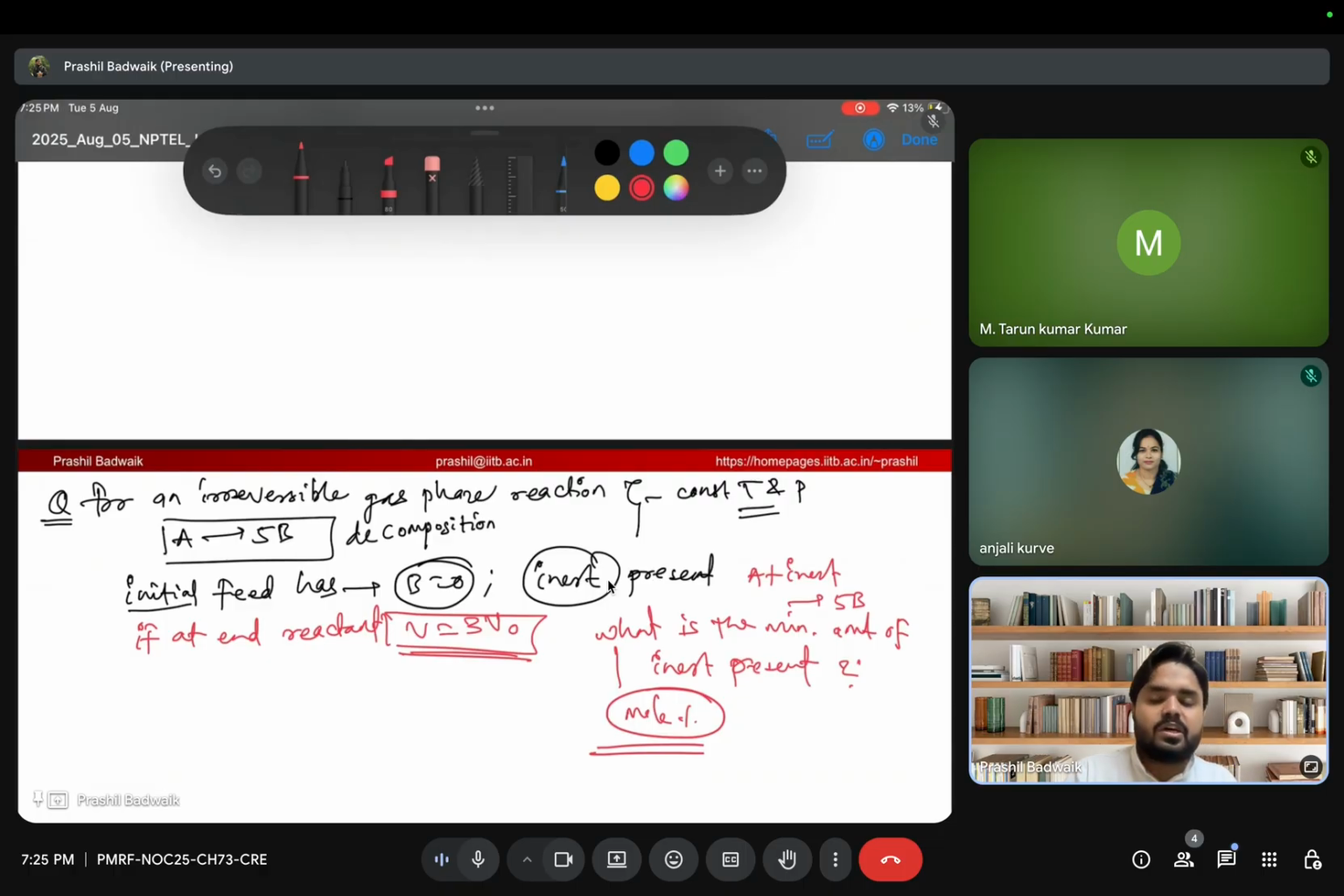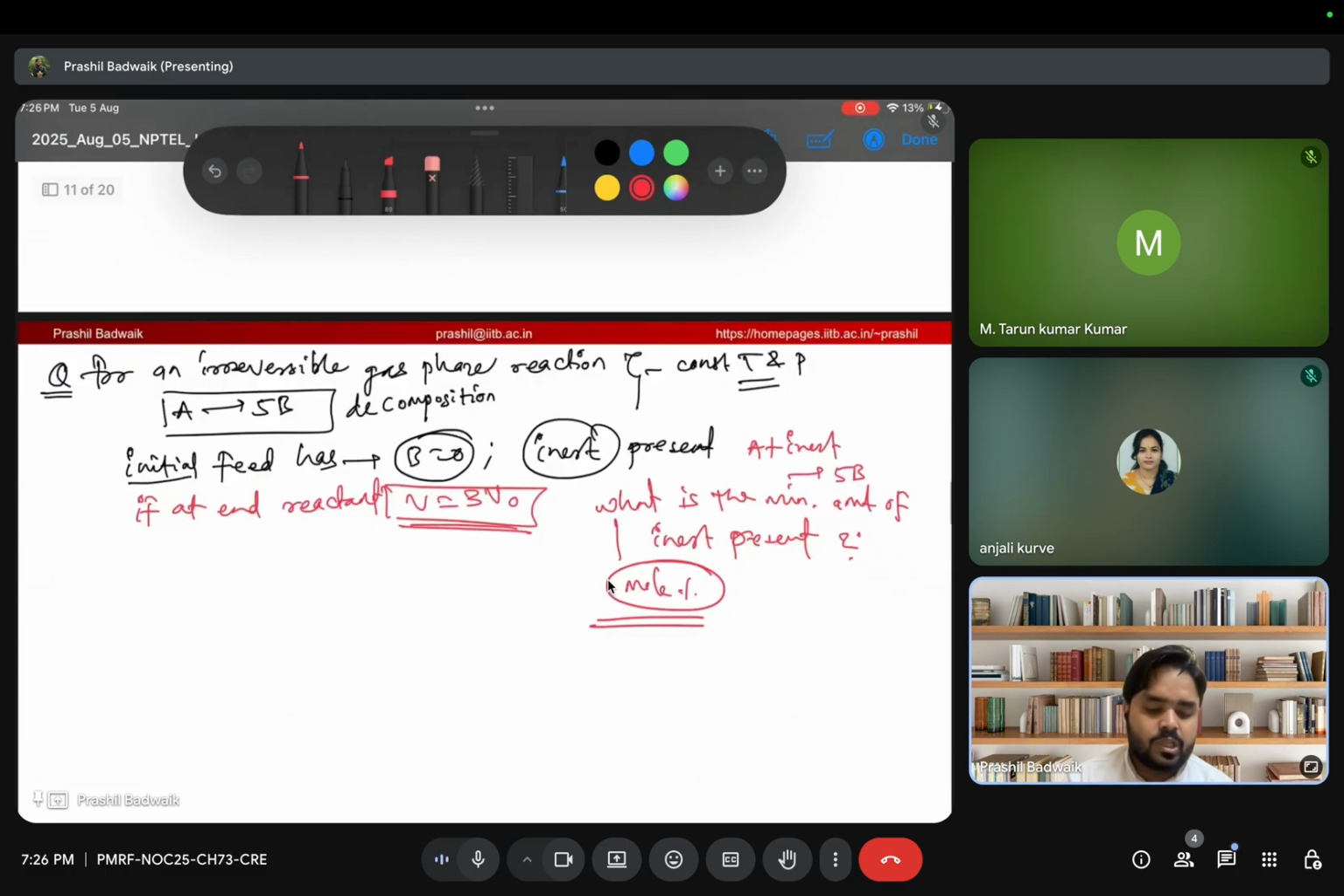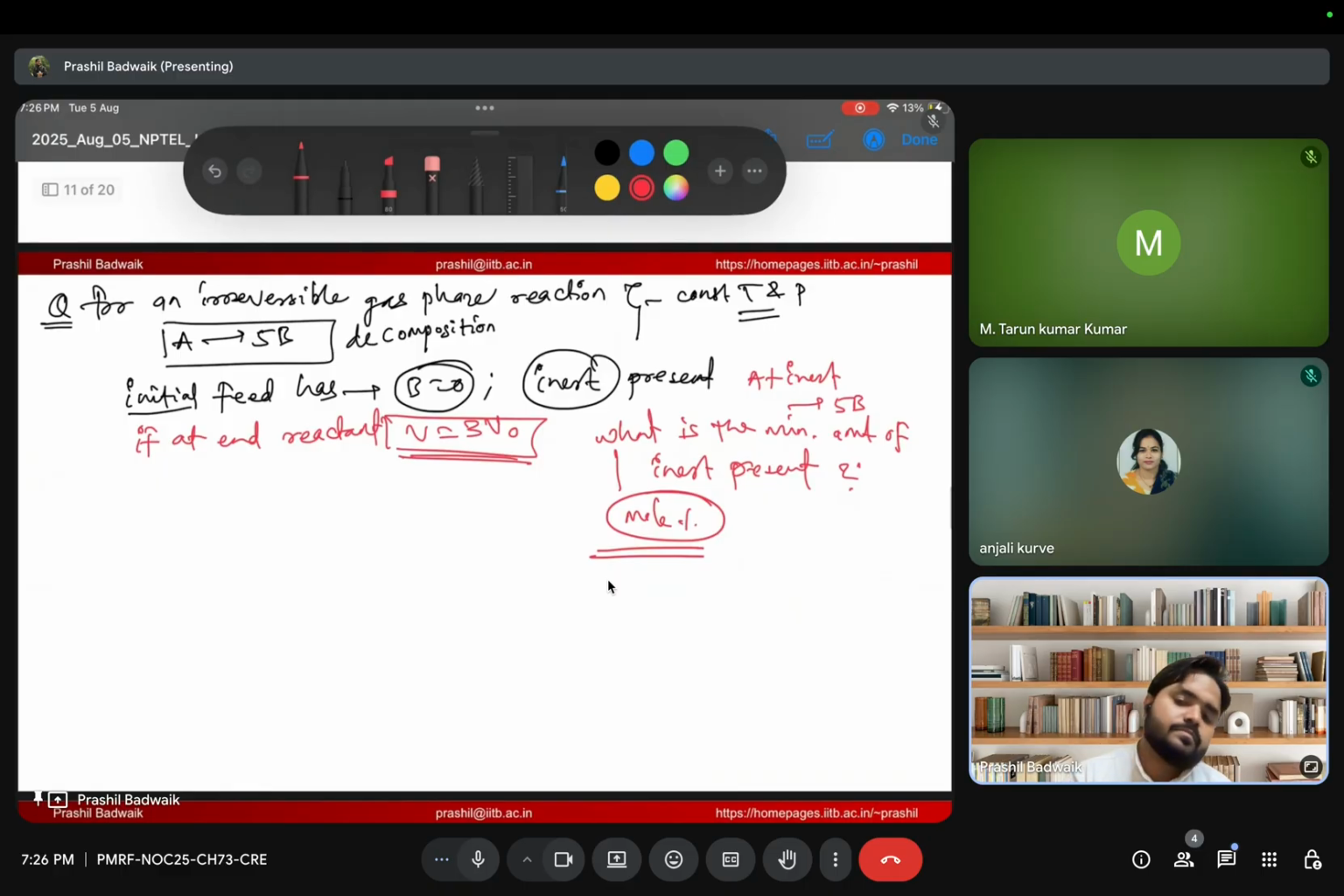So the question is on your screen. Use the formulas that we have derived and understood, and try to solve this question. I'll give you 5 to 10 minutes to think and solve it.